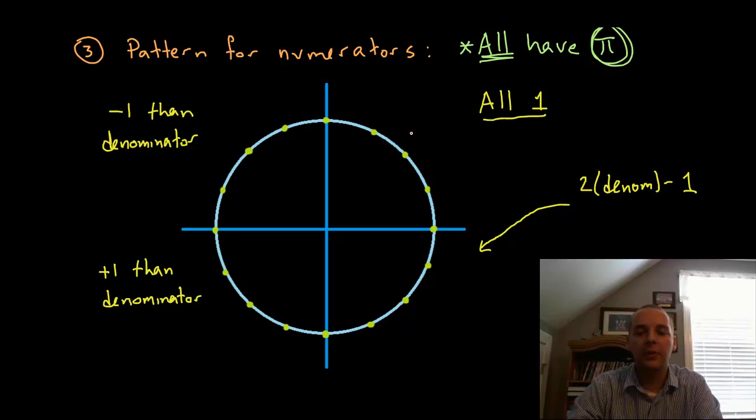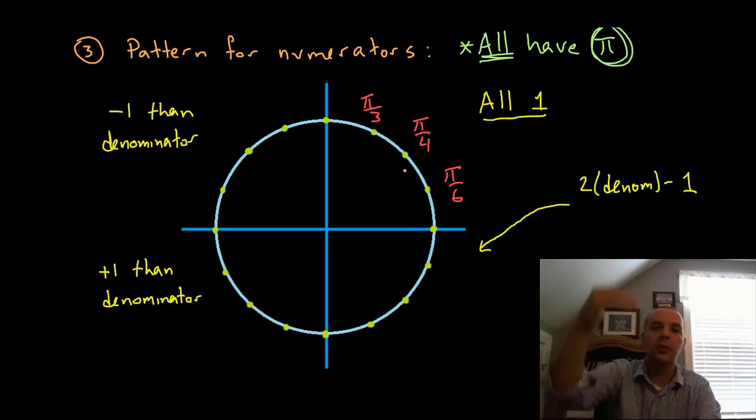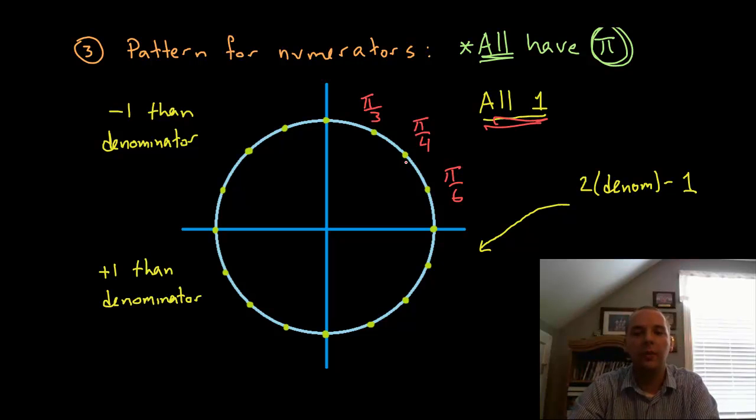Now let's talk about the first quadrant. The numerators are all 1. So you would have 1 pi over 6, combining what we know from the last remark, pi over 4, and pi over 3. So 6, 4, 3, where the numerators are all 1.